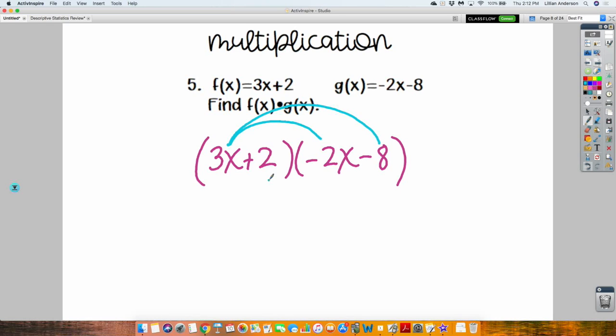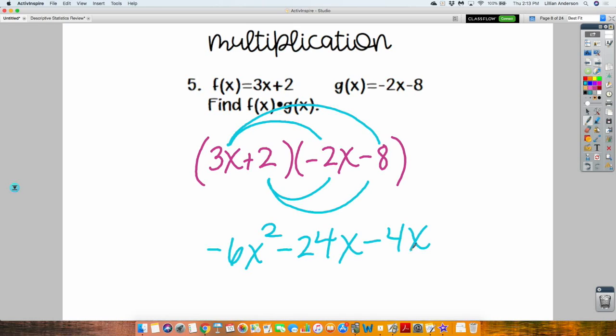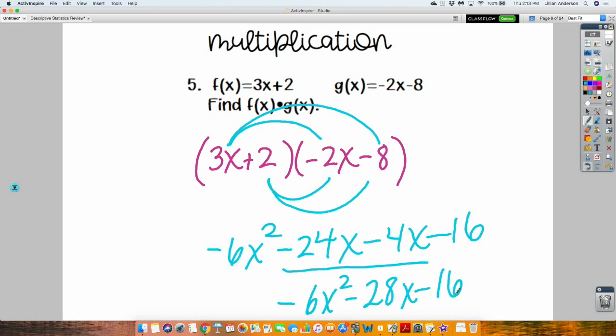If box is your friend, wonderful. You like FOIL? Good. If you just like distributing the numbers through, that's fine too. See the claw, the crab claw? There you go. 3x times the negative 2x. Negative 6x squared. Make sure that when you're multiplying, x times x is x squared. Outer, 3x times negative 8. Negative 24x. 2 times negative 2x. Negative 4x. And then 2 times negative 8. Do I have any like terms I can combine? Sure do. So my final answer is negative 6x squared minus 28x minus 16.